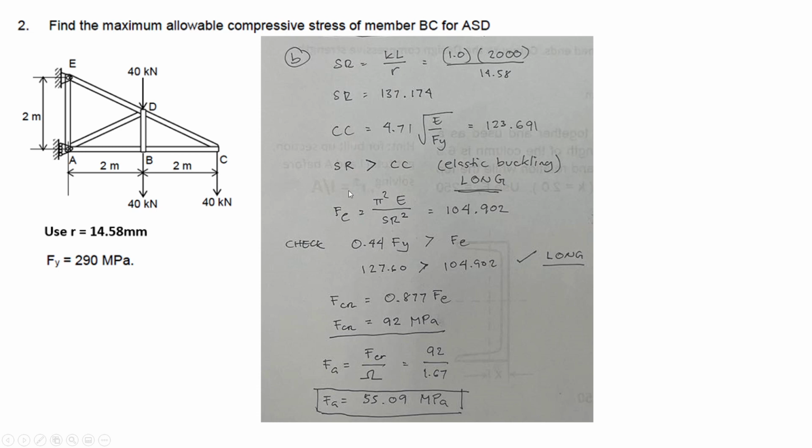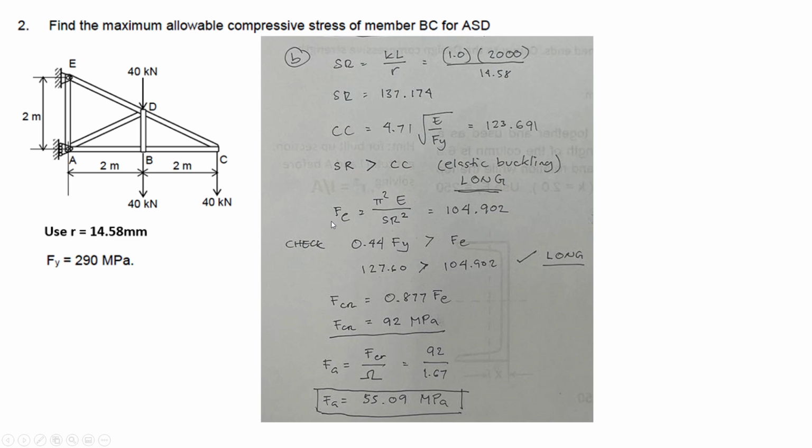But wait, there's more. Okay. We can also check whether it is really long, because the tendency is that you might make a mistake. That is its purpose. So for now, we have solved it. SR is greater than Cc, 137 versus 123. So, it experiences elastic buckling, and this is a long column.